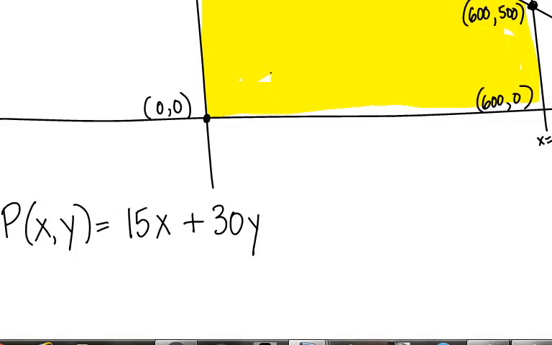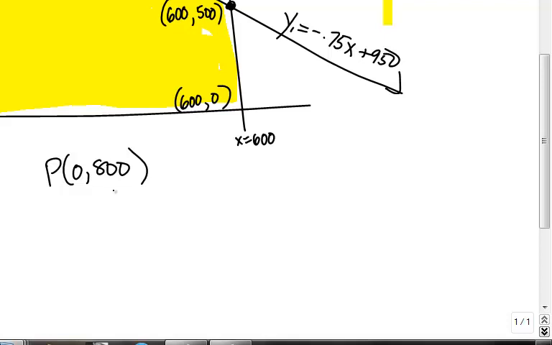Okay, so now we have to go all the way around like we did on the calculator yesterday. The 0, 0, you're not going to make any profit. So do the 0, 800. Let's go through that on the calculator. Go back to the home screen and put in 15 times 0 plus 30 times 800. Okay, and that gives you $24,000 profit.